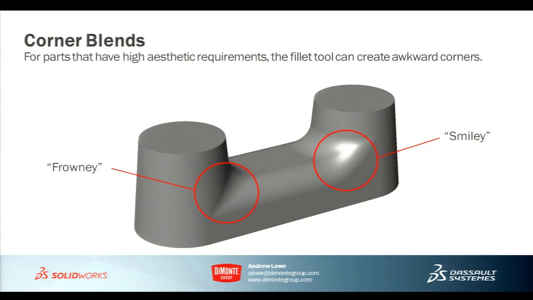Depending on the order the fillets are applied in, you'll either get a smiley, where the fillet kind of smiles up, or you get the frowny, where the fillet dips down into a frown. And these are very scientific and accurate terms, the smiley and the frowny, but just good ways I found to explain these two terms. So for parts that have high aesthetic requirements, sometimes the fillet tool can create awkward corners.